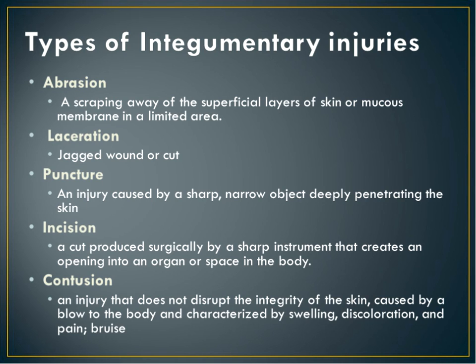And then the last thing here, types of integumentary injuries, since we've talked about how to repair the integument. Not all integumentary injuries result in bleeding outside of the body. Some things can be just an abrasion, where it's a scraping away of the upper layer of skin or mucous membranes, and we consider something an abrasion if it's only happened in a limited area.